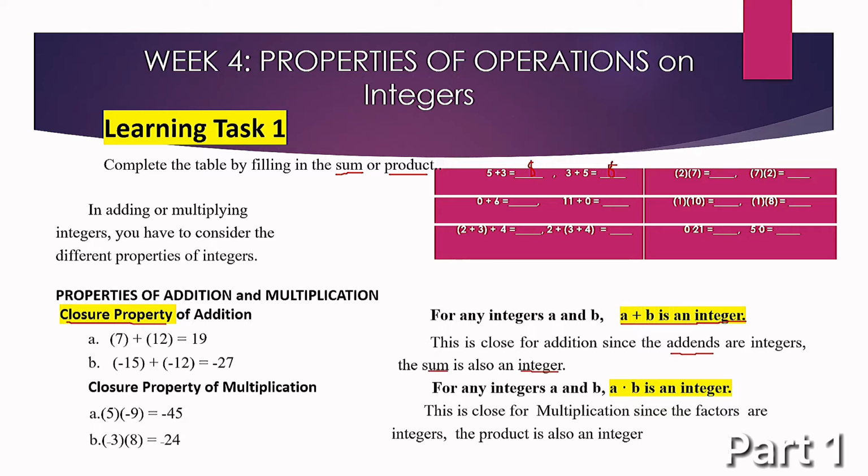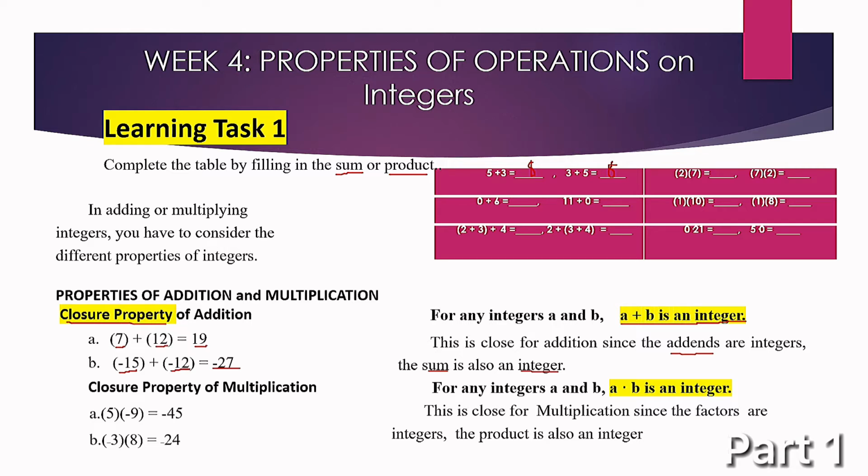For example, 7 plus 12 is equal to 19. Yung 7 at saka 12 mo are integers. And the sum, which is 19, is an integer. Okay, next, negative 15 plus negative 12 is equal to negative 27. Negative 15 and negative 12 are integers. And the sum, which is negative 27, is an integer.